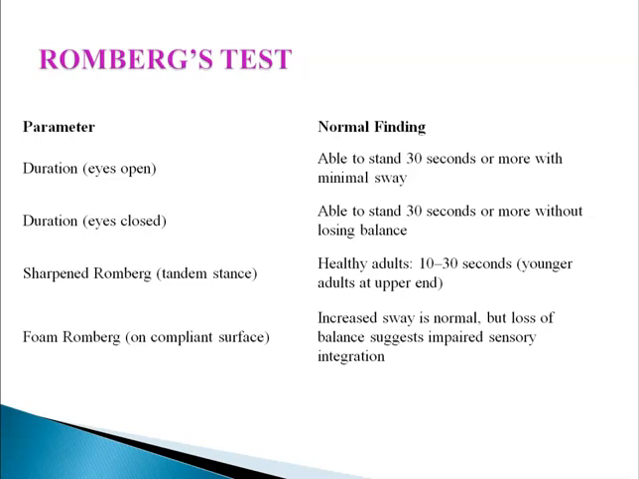So, duration with eyes open, the normal finding is the patient should be able to stand for 30 seconds or more with minimal sway. And the duration with eyes closed, the normal finding is the patient will be able to stand for 30 seconds or more without losing balance. In sharpened Romberg's test, tandem stance, healthy adults will take 10 to 30 seconds. And in foam Romberg's, that is on a compliant surface, the increased sway is normal but loss of balance suggests impaired sensory integration.